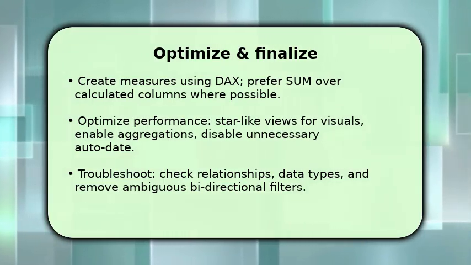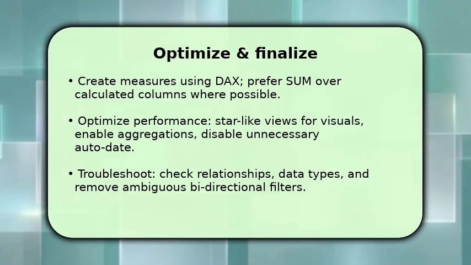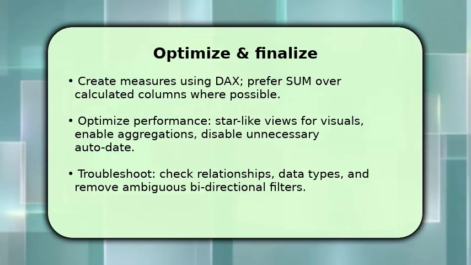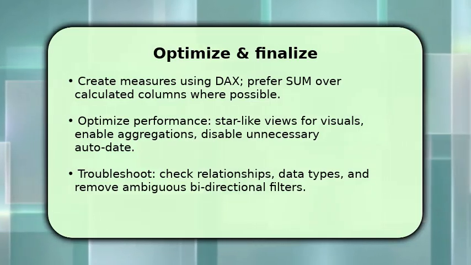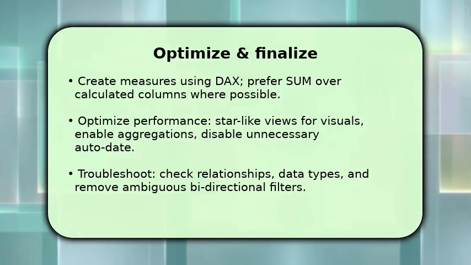If something goes wrong, verify relationship directions, matching data types on keys, and look for inactive or ambiguous relationships. Fixing those usually resolves incorrect totals and filter propagation issues.